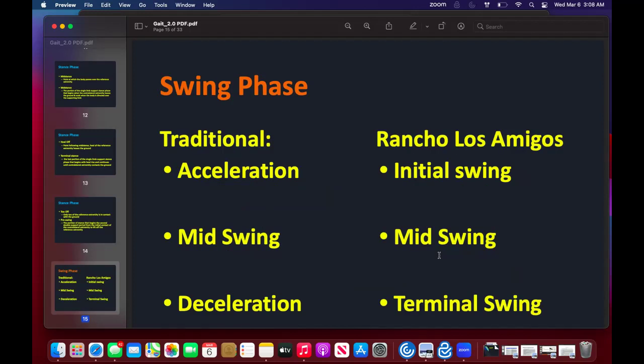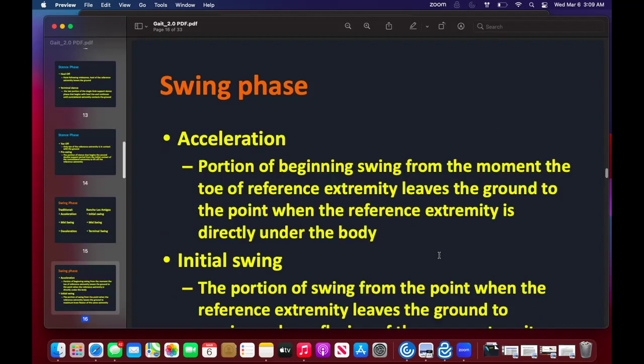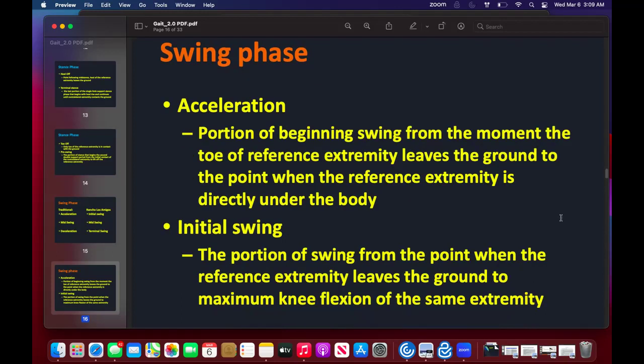Okay? So moving towards your traditional versus your Rancho, there's the traditional language for swing phase. You have acceleration, which equals initial swing, mid swing equals mid swing, and deceleration equals terminal swing. What I want you to pay attention to is that a lot of the Rancho language talks about the body in relation to the extremity, right? So however you are able to remember this information is up to you in terms of these definitions.